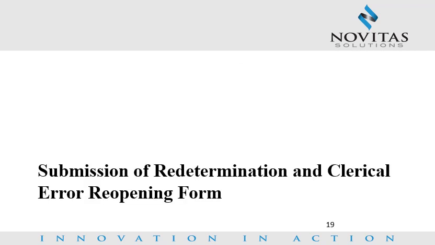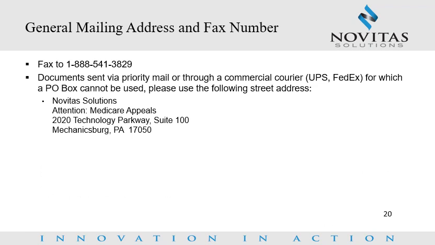Submission of redetermination and clerical error reopening form. Once your form is completed in its entirety, you can fax the medical records with the redetermination and clerical error reopening form. This can be used as the cover sheet to our appeals department at 1-888-541-3829. Please keep in mind, if faxing medical records, they cannot exceed 200 pages.